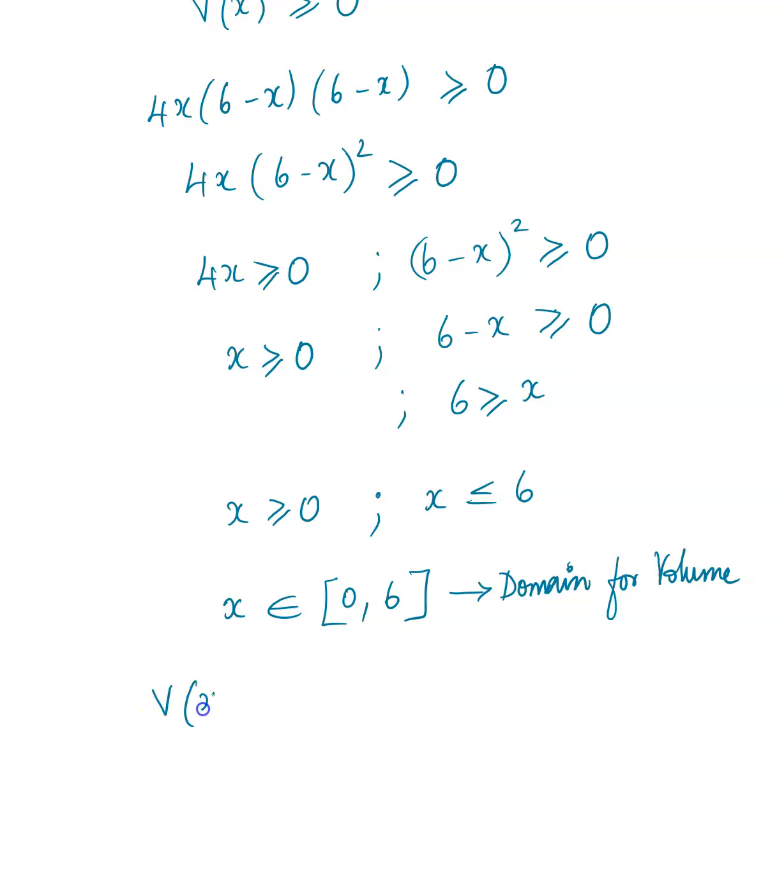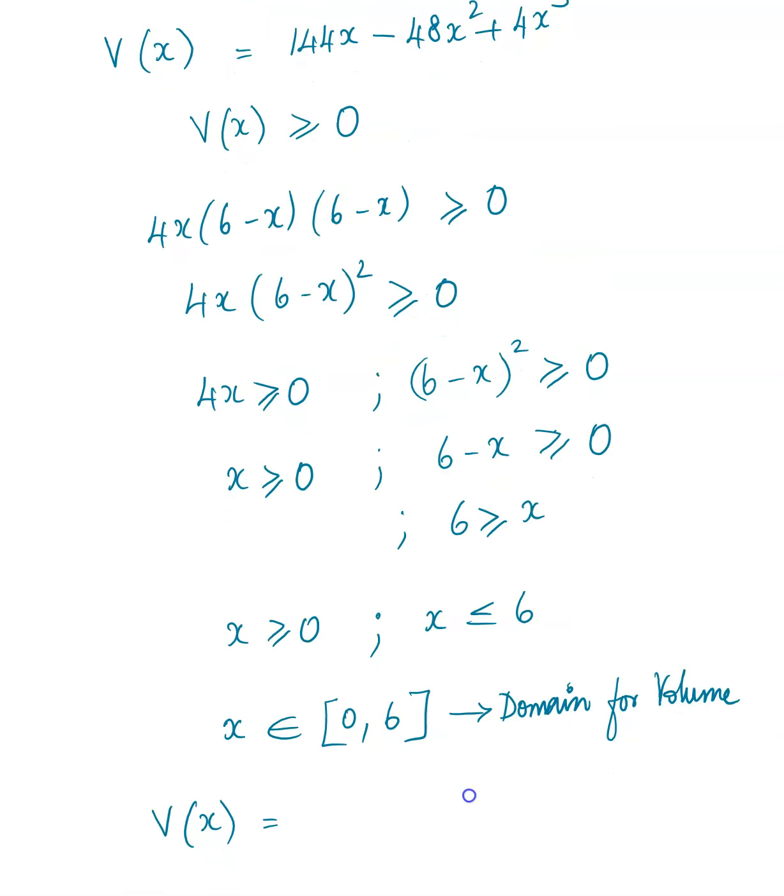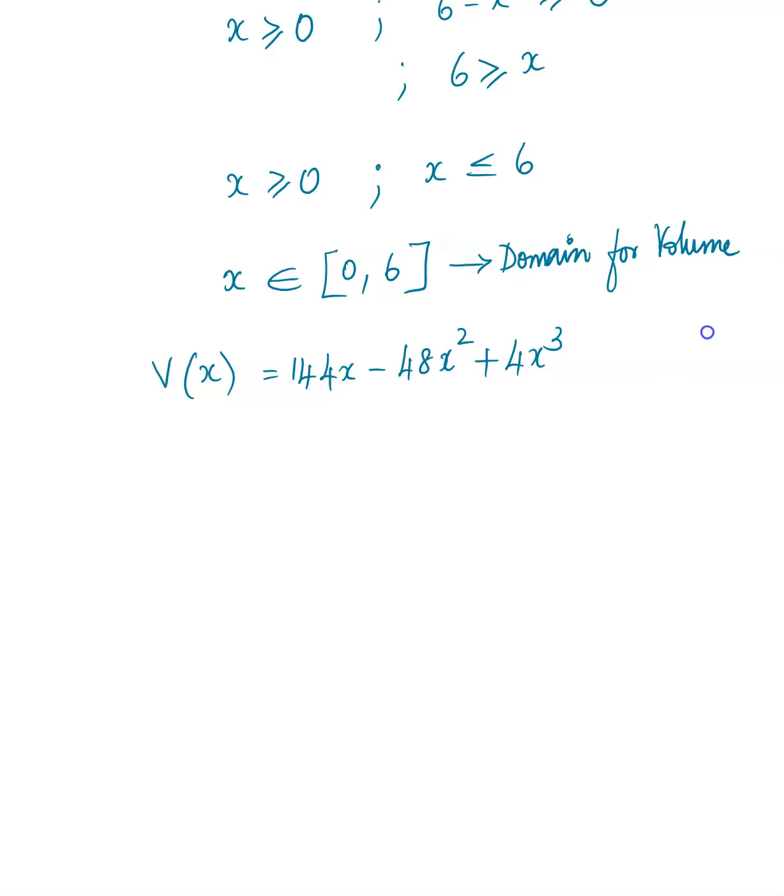Now, I want to recall V of x, the expanded form: 144x minus 48x squared plus 4x cubed. Now, if I took the derivative, because I need to find the critical points to know where it is maximum or minimum. Remember, local max, local min. So to find maximum volume, we need to find the local max or absolute max.